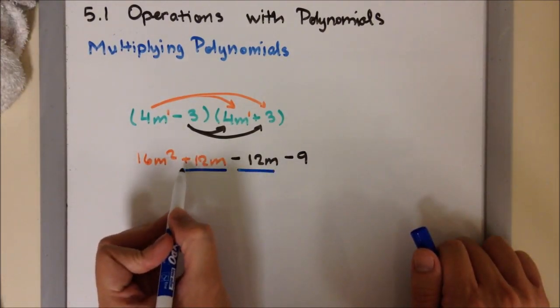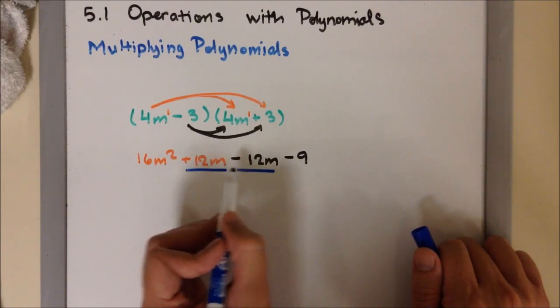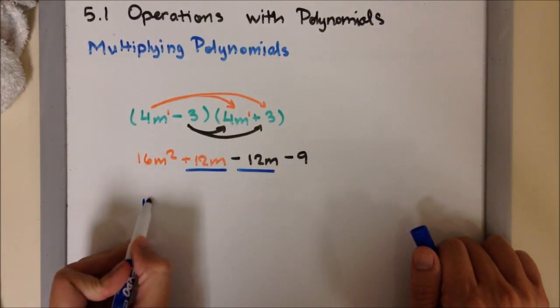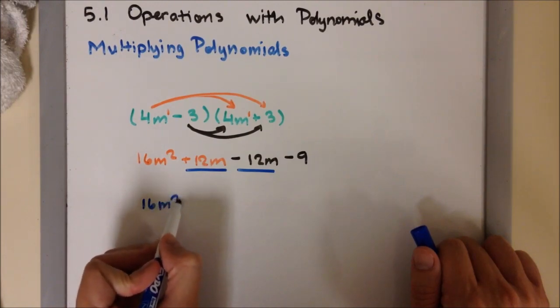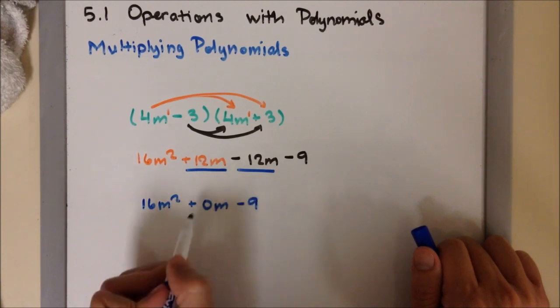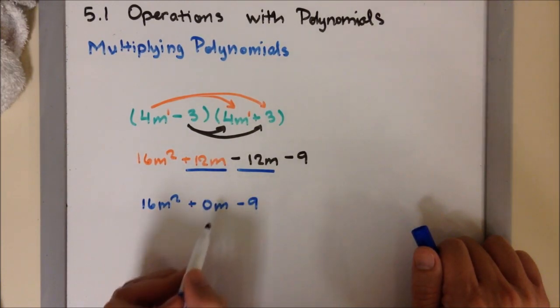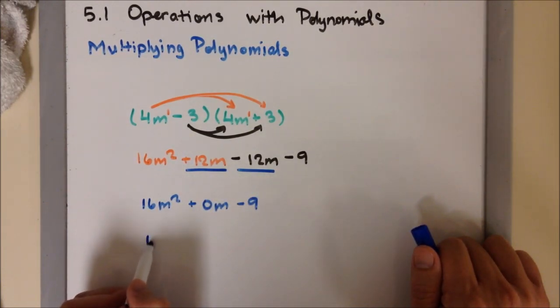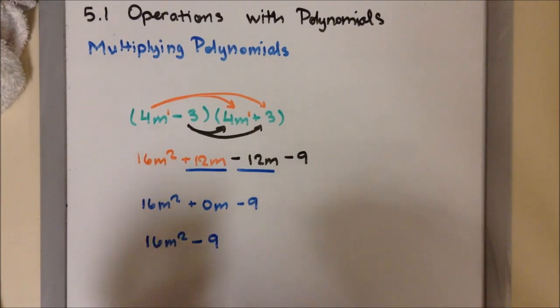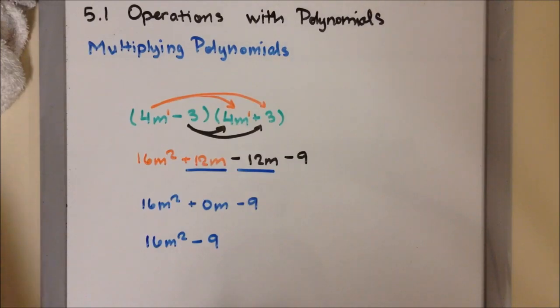Now what you notice is that this is a positive 12, that's a negative 12. So these two will cancel out, it would be 0m. So 16m squared plus 0m minus 9. Now when it's 0, you can just let this go. So my true answer would be 16m squared minus 9. So that would be our final answer.